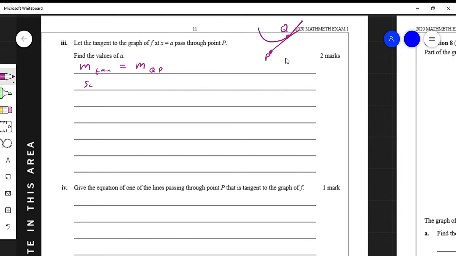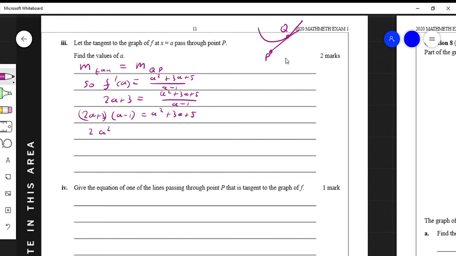So we can write this as, we can use our answer from the previous question. I'll write them down here. The gradient of QP equals a squared plus 3a plus 5 divided by a minus 1. And f dash of a, as we know from the previous question, is 2a plus 3, so 2a plus 3 equals a squared plus 3a plus 5 on a minus 1. We get some gross algebra stuff. 2a plus 3, multiply the a minus 1 over: 2a plus 3 times a minus 1 equals a squared plus 3a plus 5.